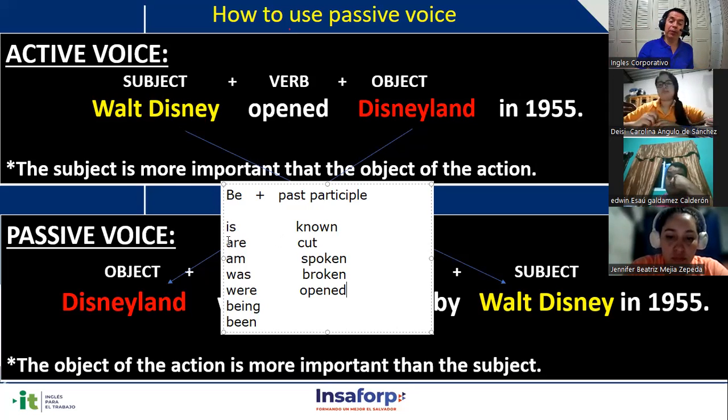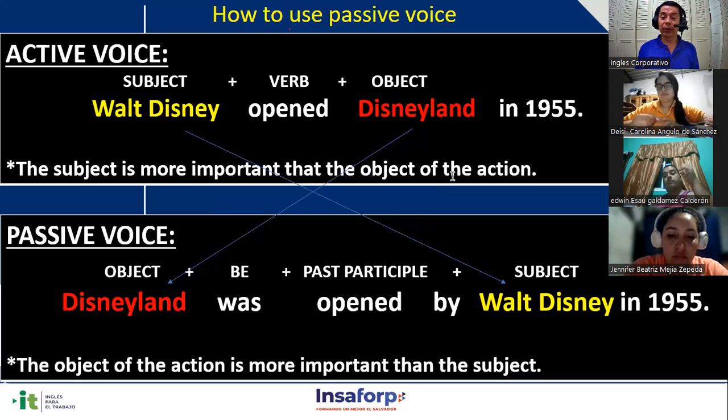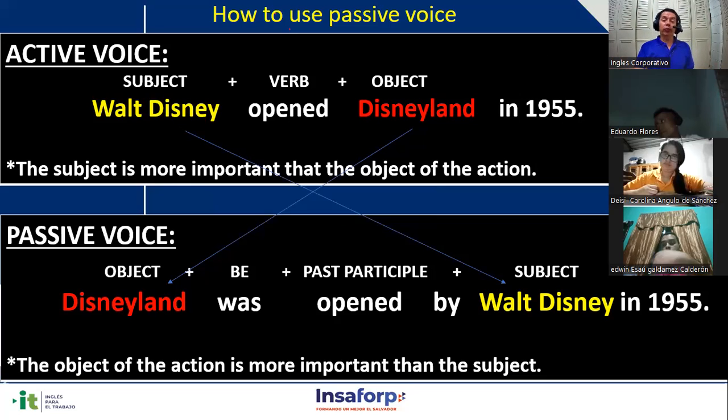Más una forma del verbo to be. Cualquiera de estas. This is the formula, right? Again, I repeat, it's important you memorize the formula. Be plus past participle, right? Okay, let's continue. Don't forget the formula, right?